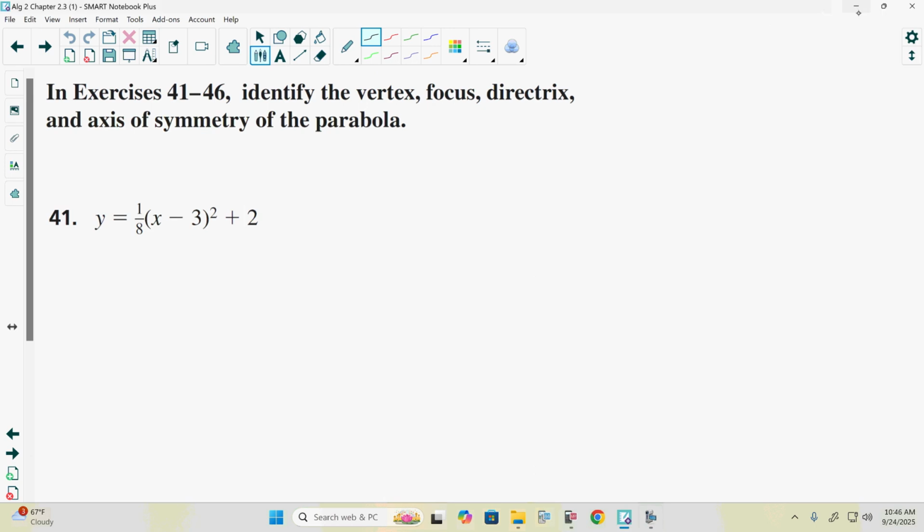2.31. So we're finishing up 2.31 today. Today is going to be the last day that we go over 2.31. We will be finishing it up. Now, we started doing these yesterday. We did this one here, y equals 1/8 times x minus 3 squared plus 2. Because on these here, we're trying to find the values of h, k, p, and a, so that we can find the vertex, focus, axis of symmetry, and directrix.